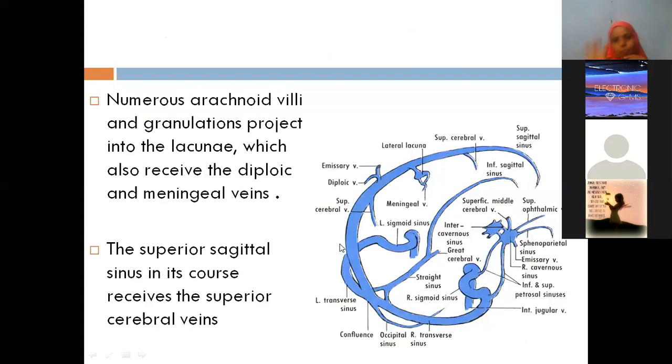Now let us try to name these sinuses. See here, what is this sinus? This is the anterior end of the skull bone in this picture. This is the confluence of sinuses, the posterior end of the skull bone. Let us try to name the sinuses. This is the superior sagittal sinus with falx cerebri. This is the inferior sagittal sinus. This is the straight sinus. This is the confluence of sinuses. Okay. This is the occipital sinus. This is the right transverse sinus, left transverse sinus.